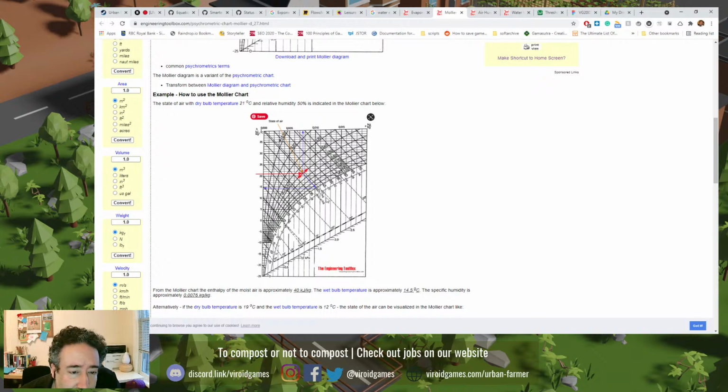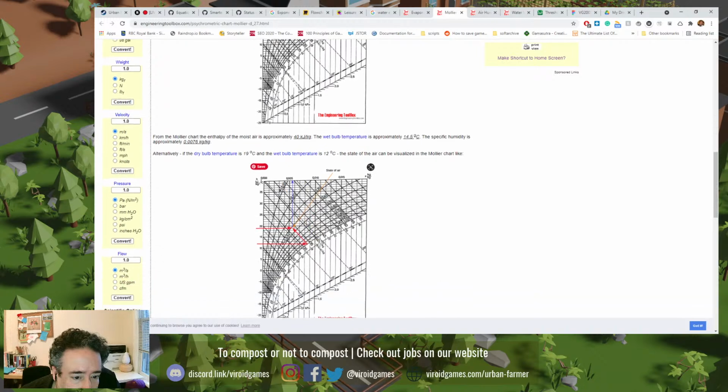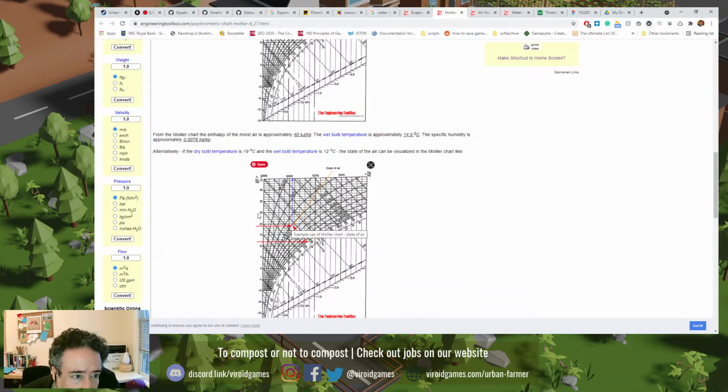Ooh, I see. Because that wasn't exactly a percent. It's the kilojoule per kilogram. The enthalpy of the moist air is approximately. Nevertheless, we are still right about following this line. And then when you find this number, you go up here and then you actually.